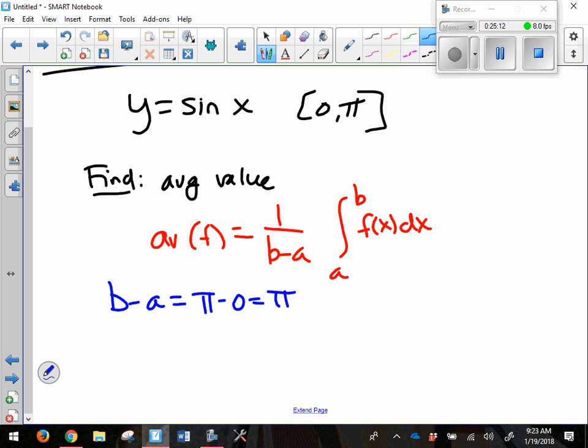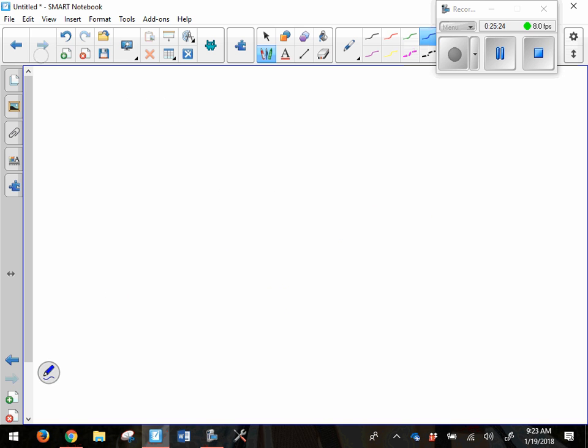But we're also going to have to evaluate the integral. So everybody got what they need off of here? Okay, so I'm going to take the integral from 0 to pi of sine x dx. And we're going to solve this one using antiderivatives because it says we're supposed to.